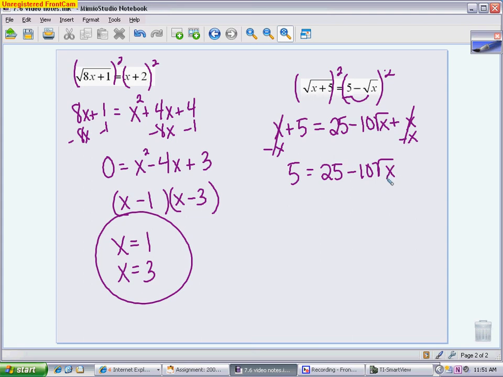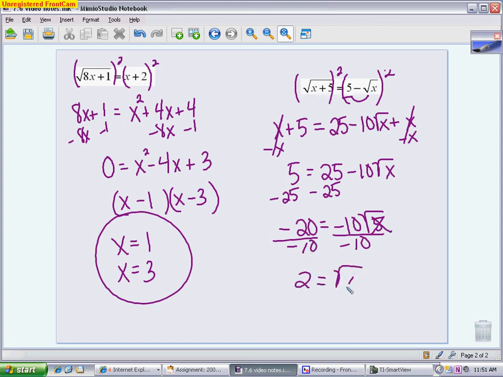So I still have a radical in here, so I'm still going to go through the process of trying to isolate. So I'm going to subtract 25 from both sides. So I get negative 20 equals negative 10 square root of x. Divide both sides by negative 10. We get 2 equals the square root of x. Square both sides, we get 4 equals x.